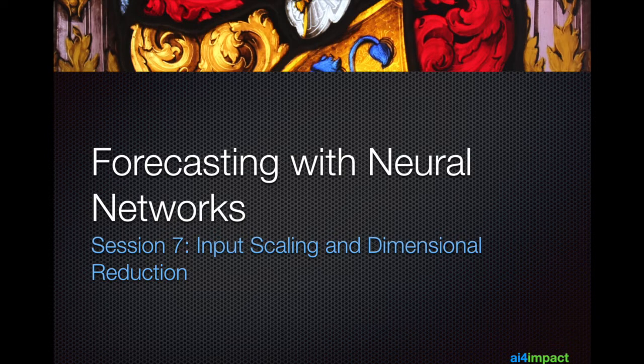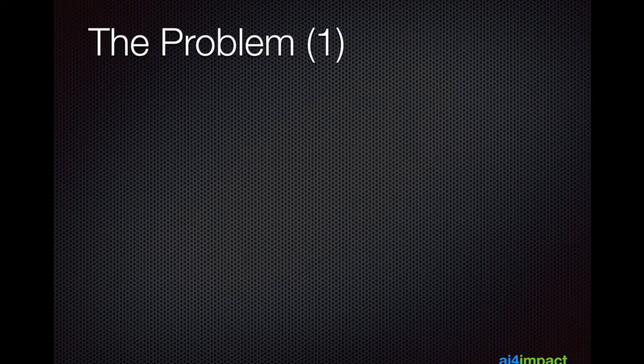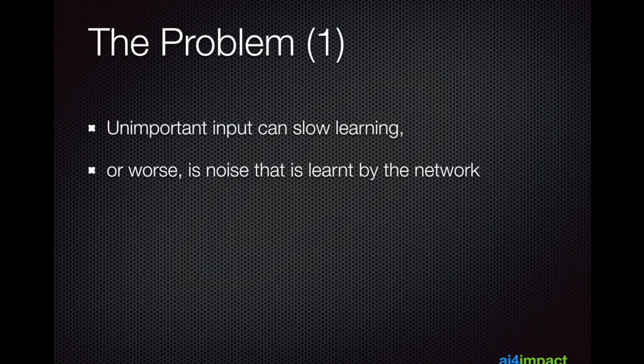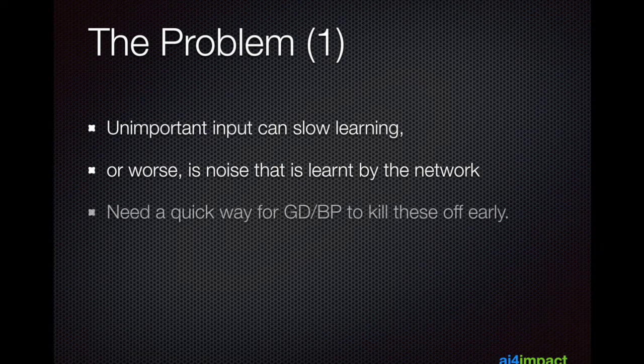Welcome to Session 7. In this session, we'll discuss two very important techniques, input scaling and dimensional reduction. The problem we have with our neural networks is that unimportant input can slow learning, or worse, is noise that is learned by the network. What we need is a quick way for our learning algorithm to detect and remove these unimportant inputs early on.